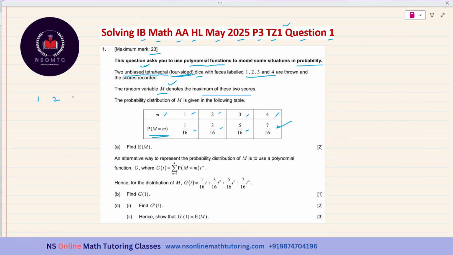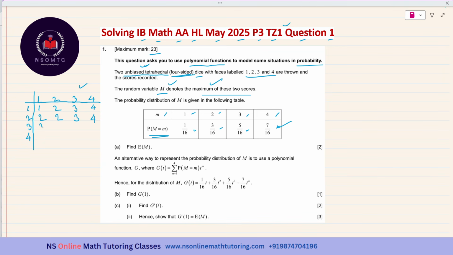I'm constructing the table, the grid. This is one dice and this one is for the second dice. When both of them have the number 1, the maximum number is 1. When it is between 1 and 2, the maximum is 2, because m is recording the maximum of these two scores. So 1 and 3, it is 3, 1 and 4, 4. 2 and 1, maximum is 2. 2 and 2, maximum is 2. 2 and 3, the maximum will be 3. And 2 and 4, the maximum is 4.